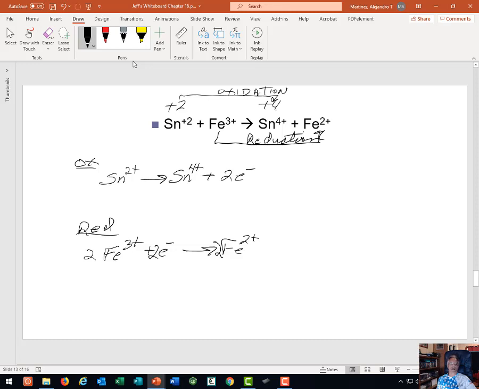And so now we have 2 irons, each one of them gaining 1 electron. So that's 2 iron 3 pluses gaining 2 electrons total, and 2 iron 2 pluses on the product side. So we've got 2 times a 3 plus, which is 6 plus, 2 times a minus 1, that's a 2 minus, plus a 6 plus makes 4 plus, and 2 times a 2 plus is 4 plus. So the number of electrons that are being gained by iron 3 plus are equal to the number of electrons that are being lost by Sn 2 plus to equal Sn 4 plus.